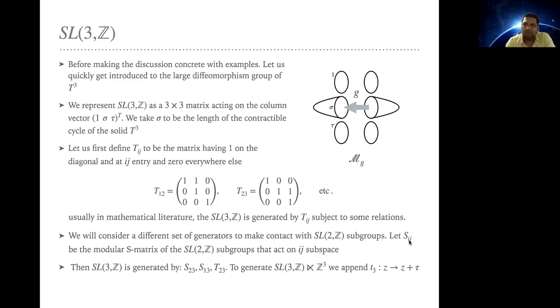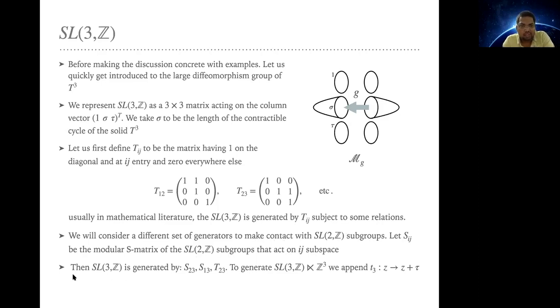So what we do is we define Sij to be the modular S matrix of the SL2Z subgroup that is acting on the Ij subspace, meaning the SL2Z that is acting on these 2-3 cycles. I'm calling it S23, the S element acting on these two cycles, and similarly S12 and S13 and so on.